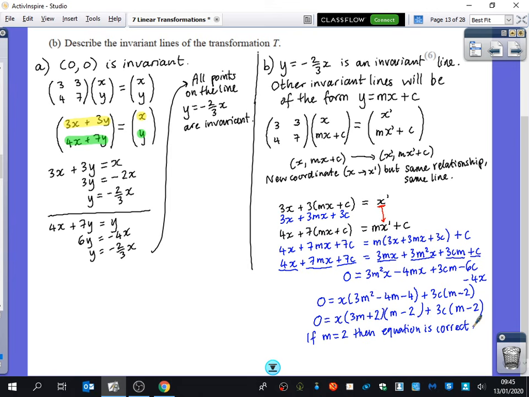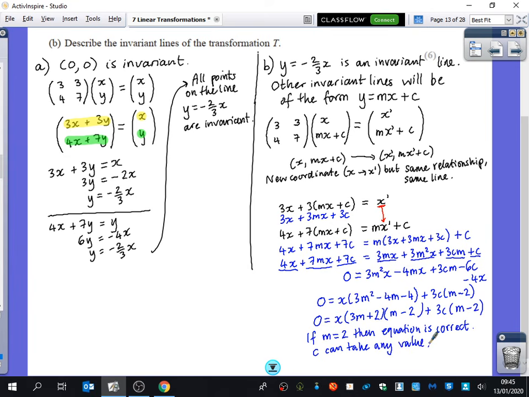Now, if m is equal to 2, what's the value of c? Does it matter what the value of c is? No, because as long as m is 2, I don't care what this value of c is. So if m is equal to 2, the equation is correct, but c can take any value.